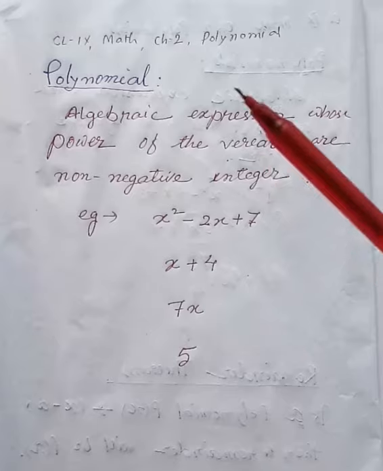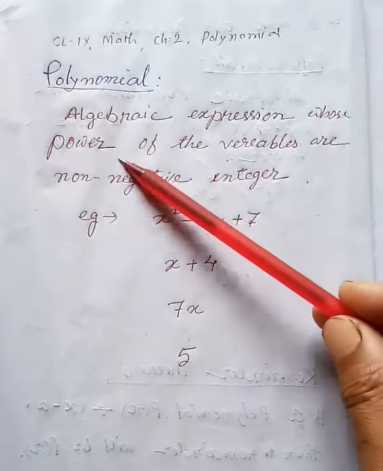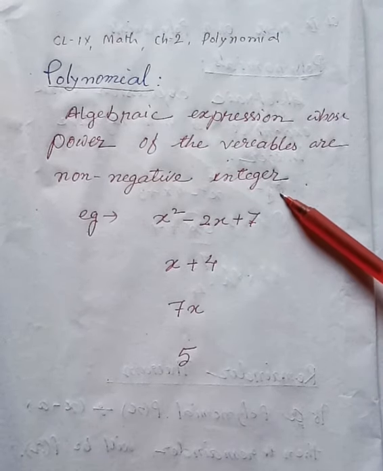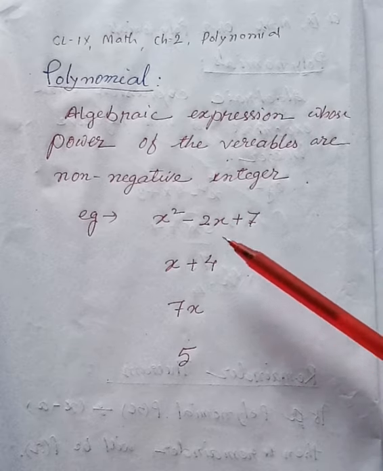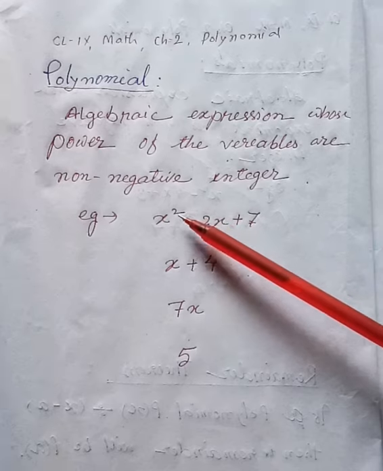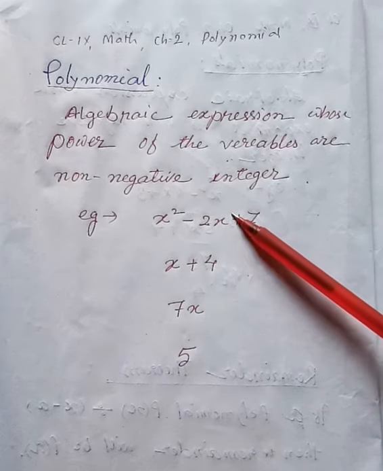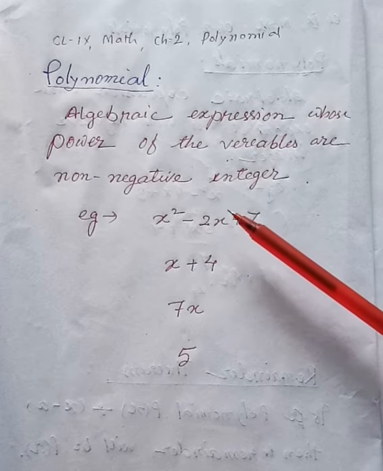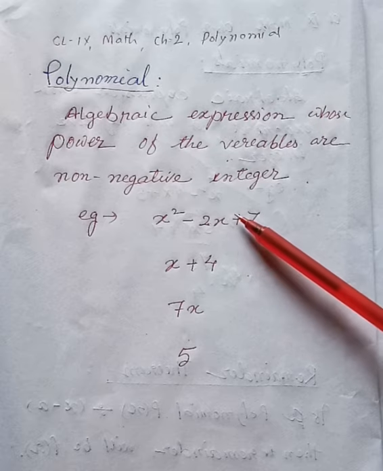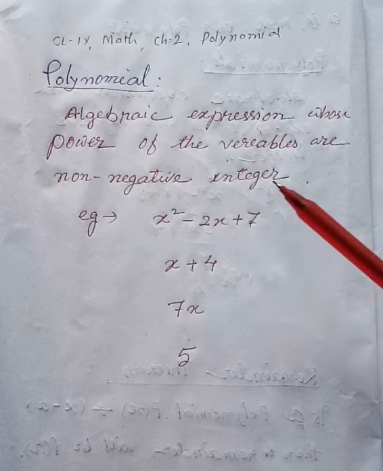In simple terms, a polynomial is an algebraic expression whose powers of the variable are non-negative integers. Say, for example, it is just an algebraic expression, and you see the power of this x variable is 2, and the power of this x variable is 1. That means these are non-negative integers. Non-negative integer means the power is not negative. It is 2, it is 1.